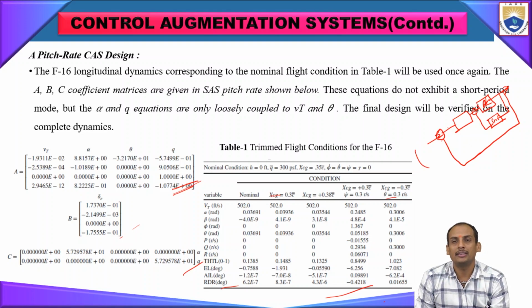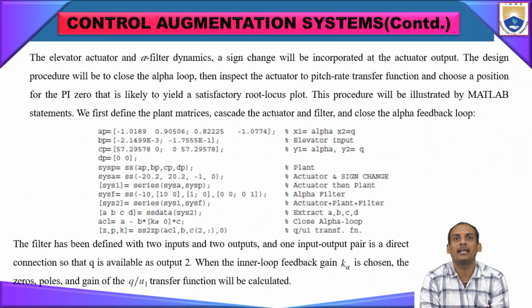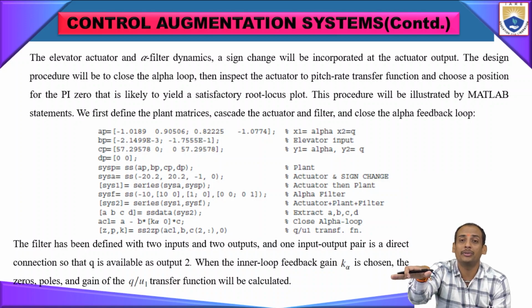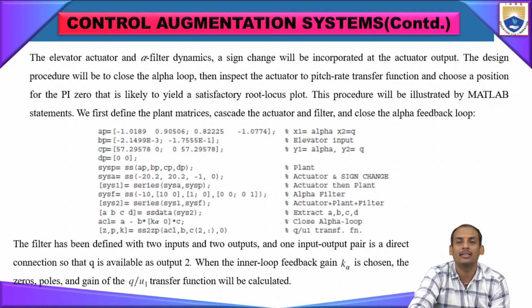Here you see the elevator actuator and alpha filter dynamics. The sign change will be incorporated with the actuator output only, because if you remember the sign changes for elevator and aileron: what the sign change will be for the positive side and the negative side, the negative pitching moment and positive pitching moment, and the negative rolling moment and positive rolling moment. These things we have already seen.